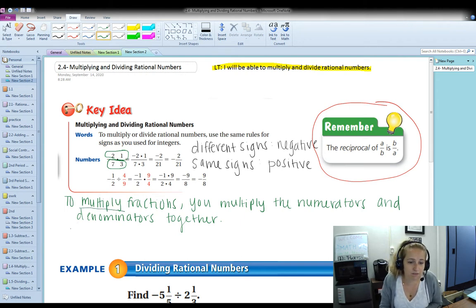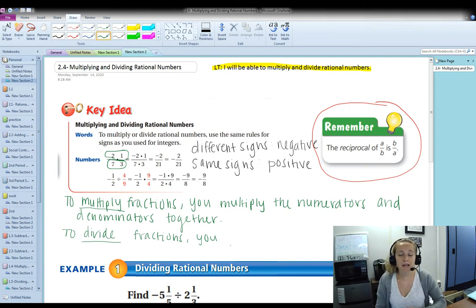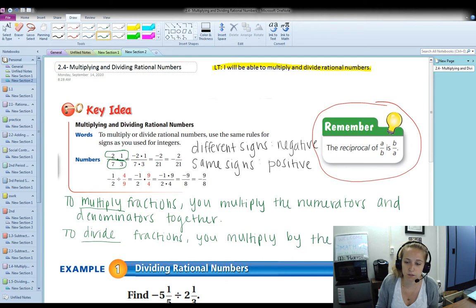To divide fractions, let's write that. To divide fractions, you are going to take the first number and multiply it by the reciprocal. Multiply by the reciprocal. Hence why we are remembering what the reciprocal is, and it's up here, just so you know what it is. I also like to use another phrase to think about dividing fractions, and that is keep, change, flip. Keep, change, flip.